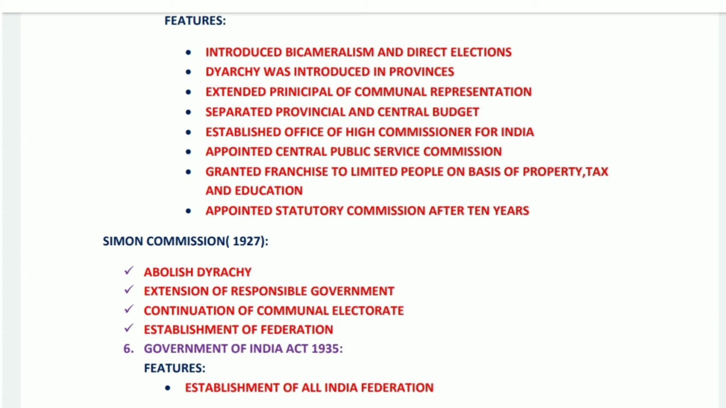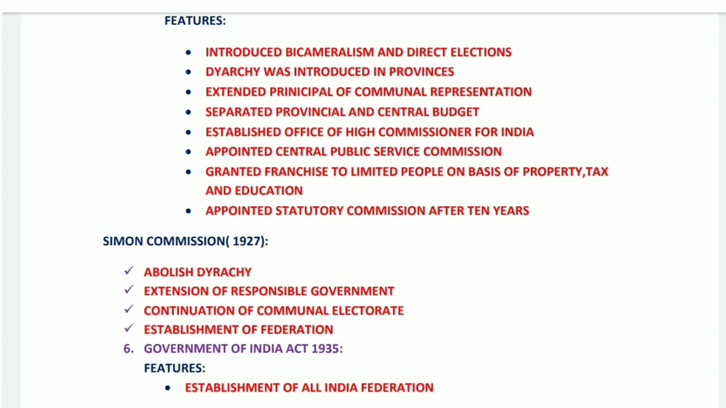And after this, the act also established a new office of High Commissioner for India, and it also appointed Central Public Service Commission for recruiting civil services, and this Central Public Service Commission was appointed in 1926. And along with these things, this act also granted franchise to limited number of people based on the qualifications of property, tax, or education.